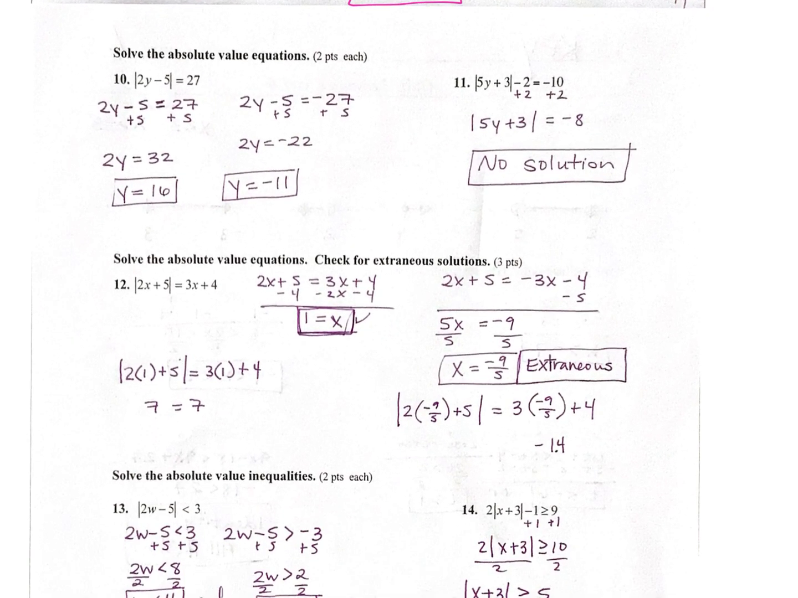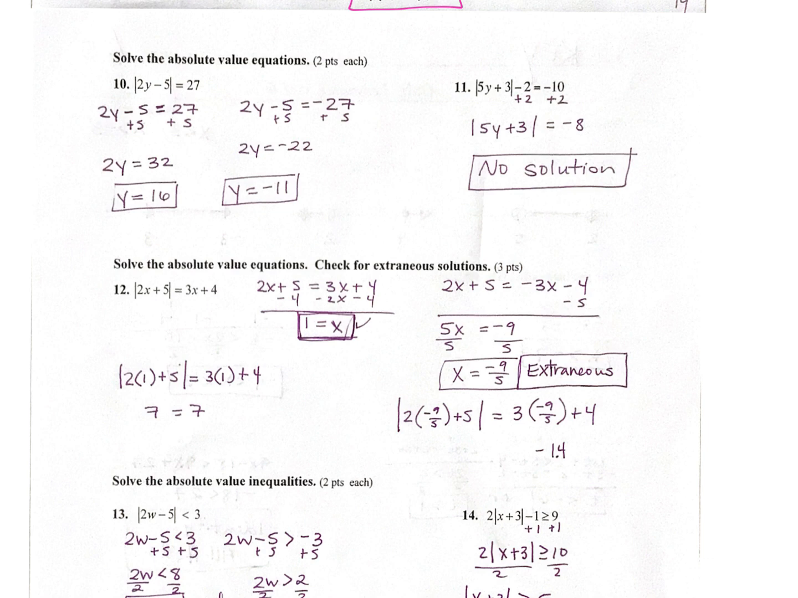Okay, page 2. Solving absolute value. Some of you forgot that absolute value requires 2 equations. Make sure if you see these bars, there will be 2 equations or inequalities, okay? So you isolate first. This one's already isolated. Plug that in. Here's your 2 equations that you write. And then you just solve for y. So 16 and negative 11 is what you get there.